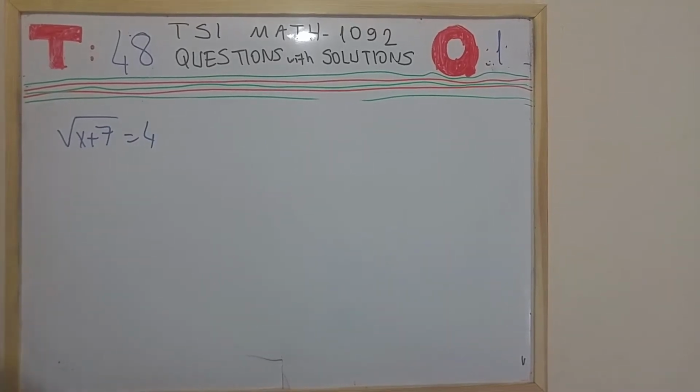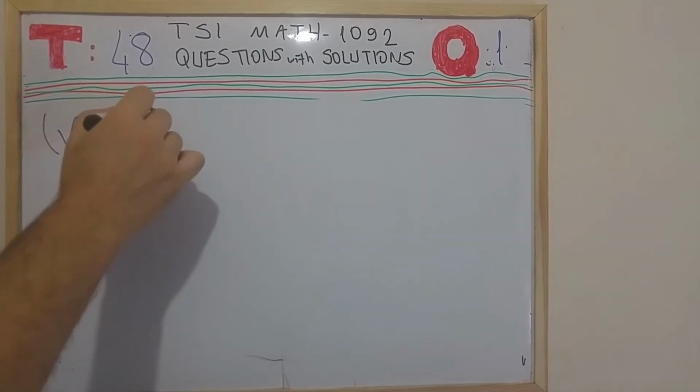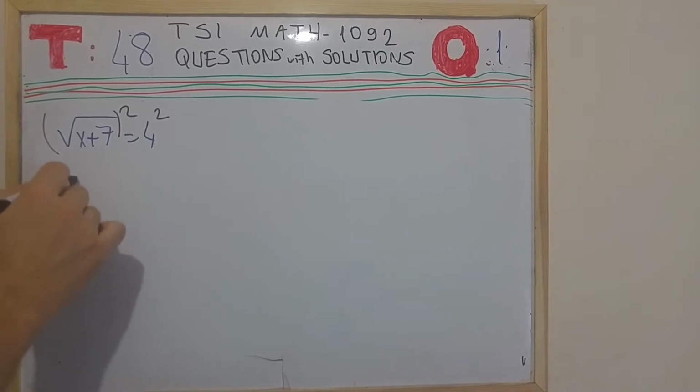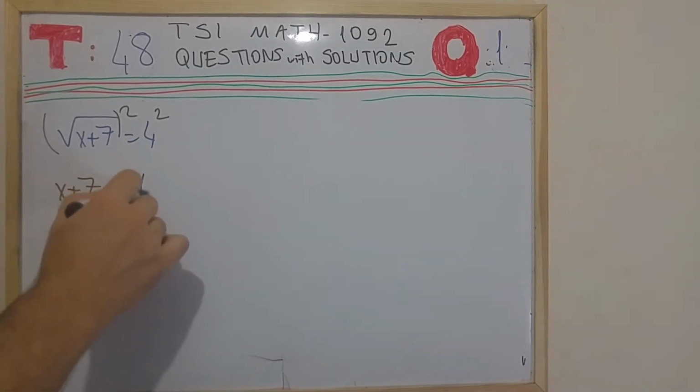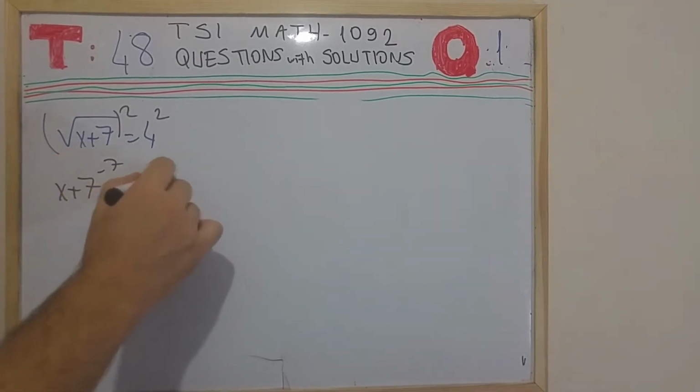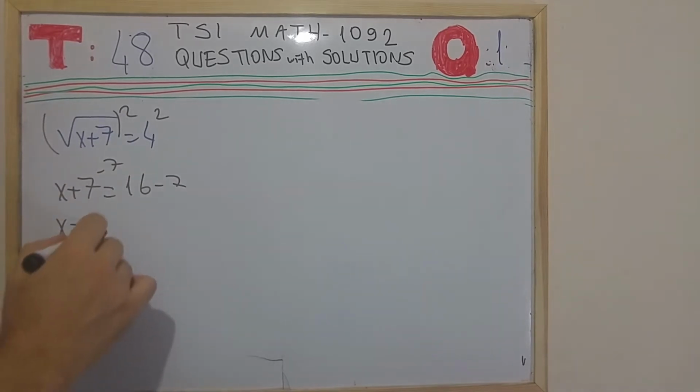Let's take the square of both sides. So x plus 7 is equal to 16. When I subtract 7 from each side, what I have is x is equal to 9.